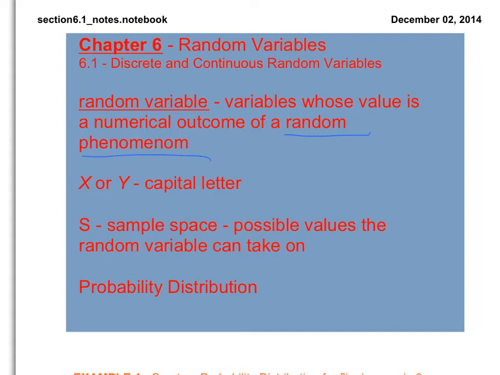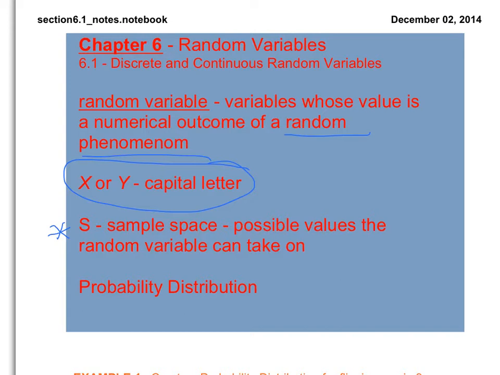So a chance outcome, tossing a coin, rolling a die, all those things we've been talking about. When we are working with a random variable, we're going to designate it with a capital letter. Normally X and Y are typically used. And a random variable has a sample space, just like we talked about sample space for different chance outcomes, and it's basically the possible values the random variable can take on.